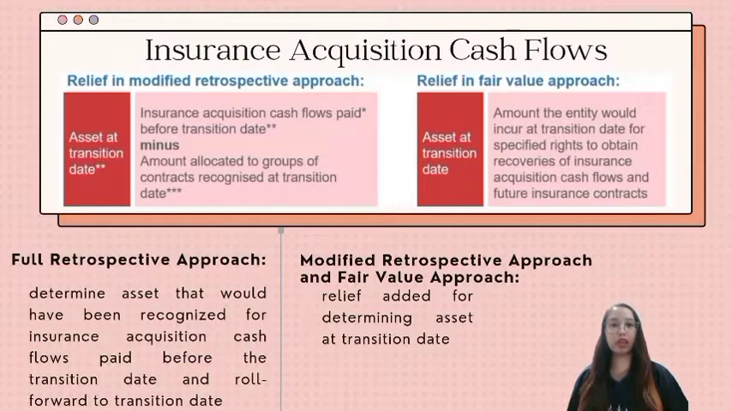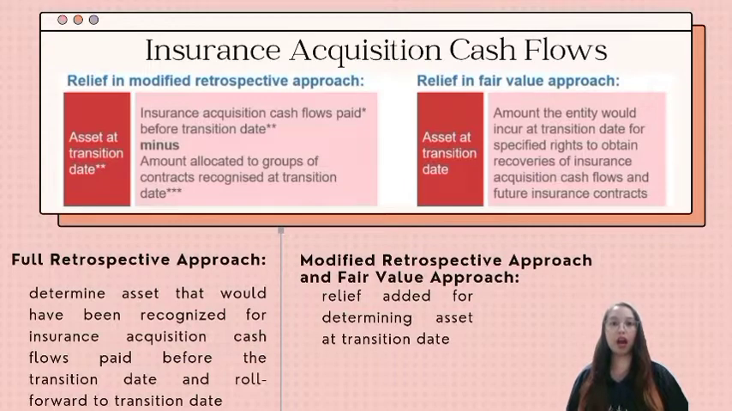As shown po sa slide, the asset for insurance acquisition cash flows at transition date can be measured by subtracting po yung insurance acquisition cash flows paid or for which a liability has been recognized applying other IFRS standard before transition date, excluding po yung mga amount relating sa contracts na hindi nag-exist before transition date and the amount allocated to groups of contracts recognized at transition date. Kapag si entity po ay walang reasonable and supportable information para i-apply yung modification, the asset and the amount allocated sa groups of contracts recognized at transition date are determined as nil or zero.